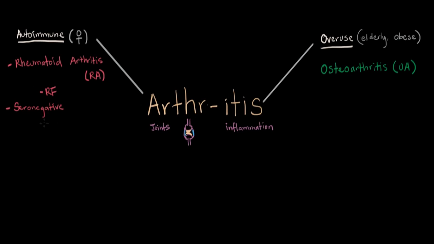So seronegative is the first part of the word. The other half of the category refers to the fact that these diseases often involve the spine, not just the joints in our limbs that we think of. So spondylo refers to the spine. So spondyloarthritis. The name here tells you a lot. It tells you that it's not going to be RF positive, and it's going to involve the spine.